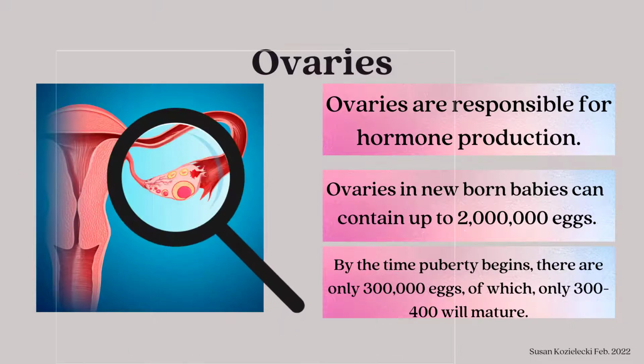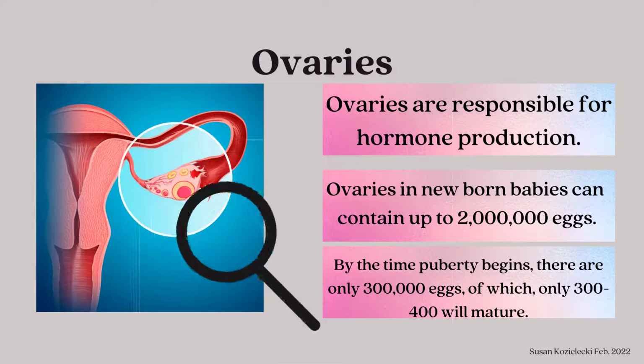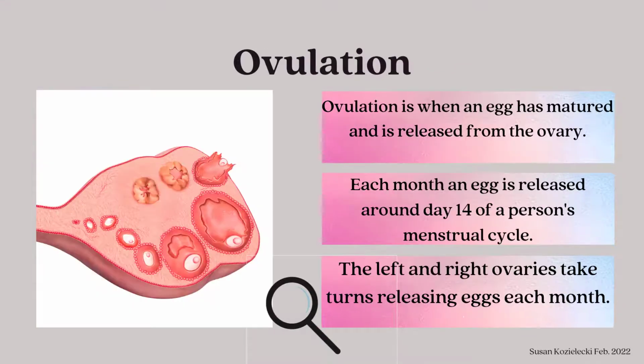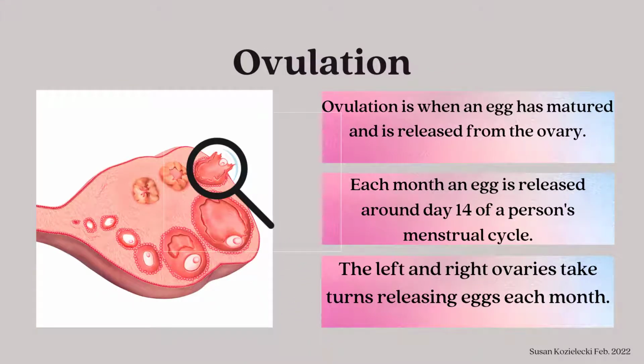The ovaries. Ovaries are responsible for hormone production. Ovaries in newborn babies can contain up to 2 million eggs. But by the time puberty begins, there are only 300,000 eggs, of which only 300 to 400 will mature. The eggs that aren't released are either absorbed by the body or sent down the fallopian tubes and shed with the menstrual cycle.